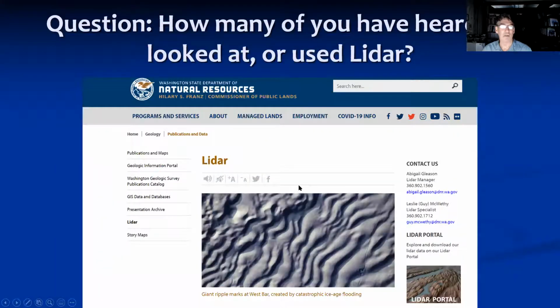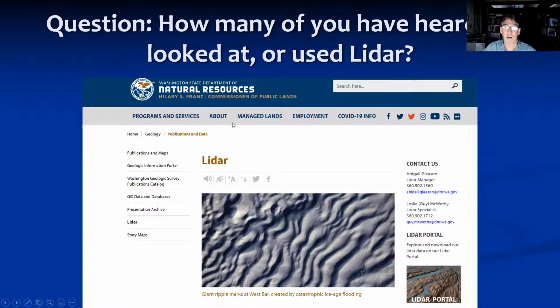But I have my second little poll for you guys: how many of you have heard of, looked at, or used LIDAR? And I'm guessing based on the other responses, most of you have probably heard of it at the very least, or use it often. Great little polls going. Okay, so we're getting quite a mix here, some of everything from never heard of it to use it often every day. I definitely am one of those who uses it every day.